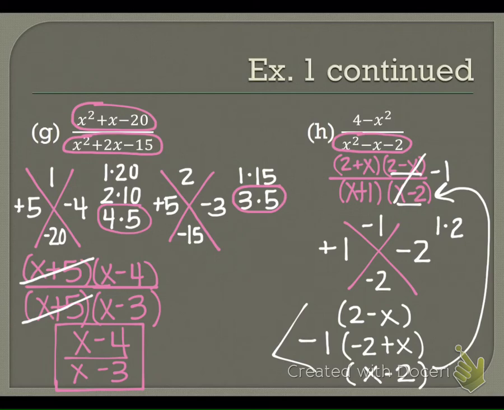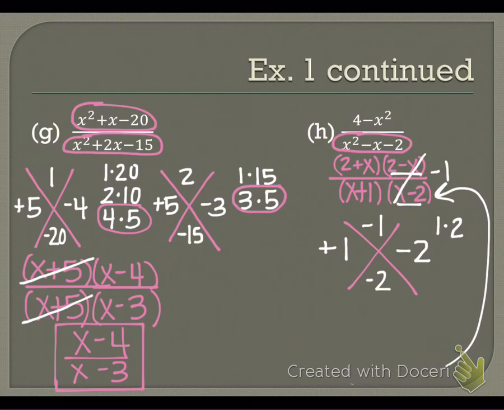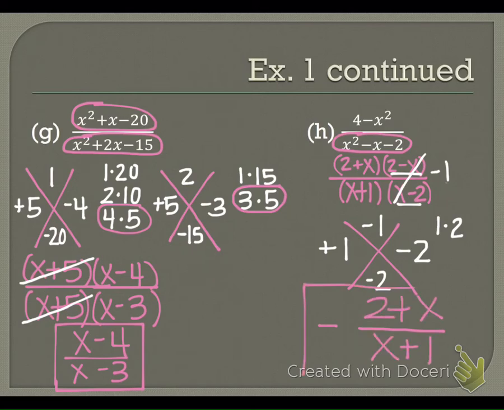All right? So let me go ahead and erase this. What is our final answer going to be? Anybody? Where do you think we're going to put that negative 1? Just in front of the fraction. Put the negative sign, and then you've got 2 plus x over x plus 1. And that is your final answer.